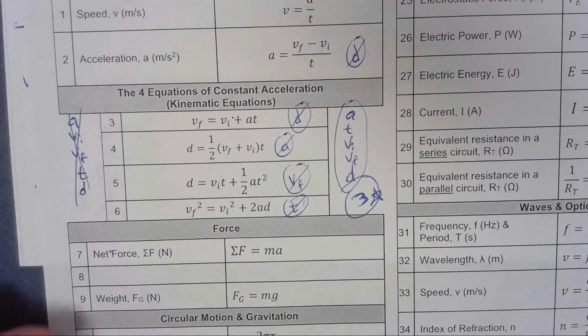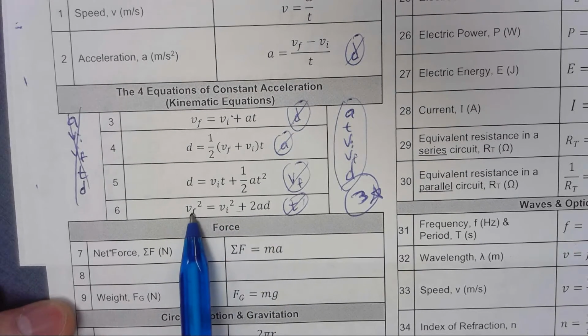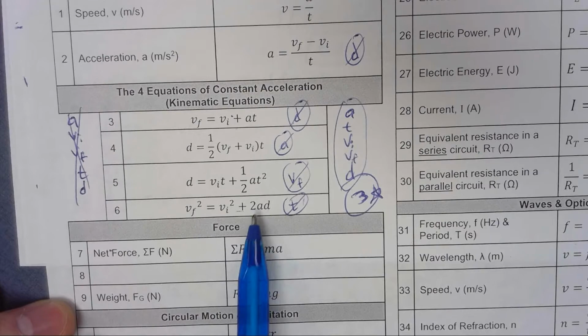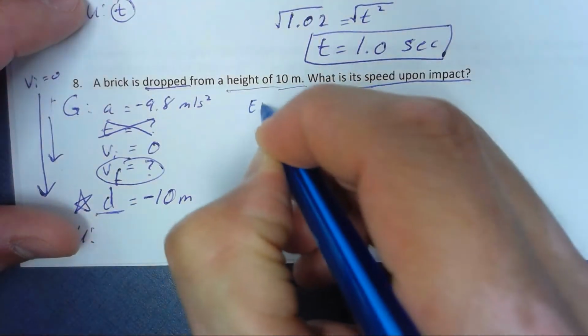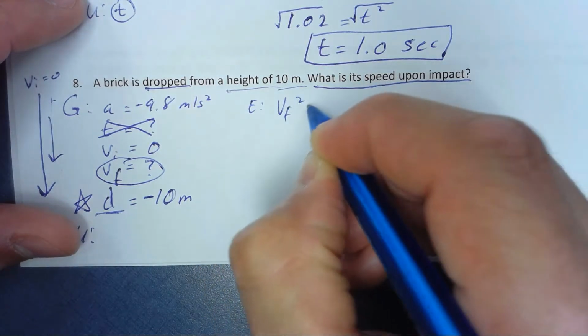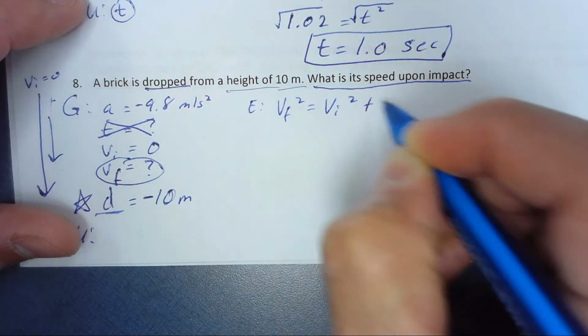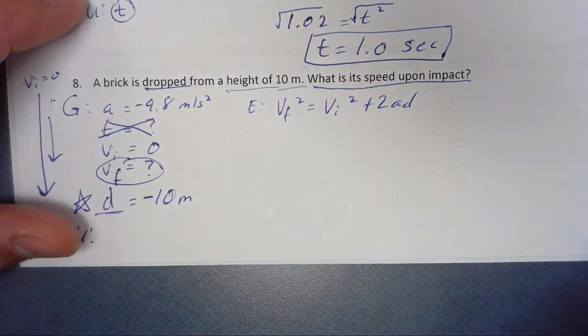The only one that doesn't have T is this guy right here, number 6. We got VF, we don't have T. VF squared equals VI squared plus 2AD. Let's write it down. VF squared equals VI squared plus 2AD.